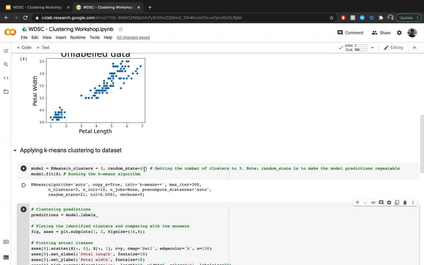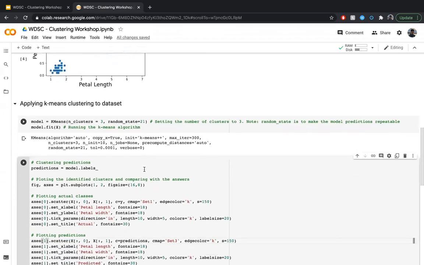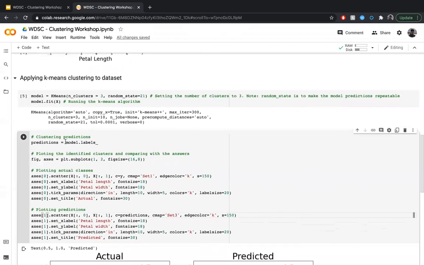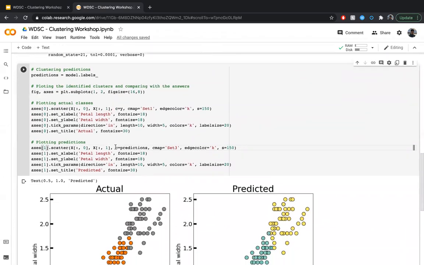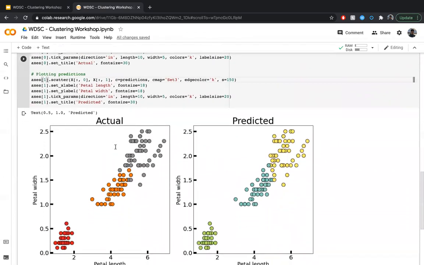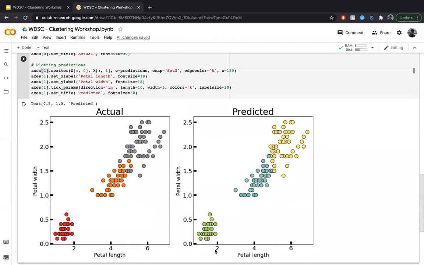Then we do model.fit, which runs our k-means algorithm on the data that we've given it, and we get the predictions. Then we plot the predictions against the actual labels. We see that we get three clusters as we hoped, and they line up pretty well against the actual labels. This green and red cluster are lining up, the blue and orange, and the yellow and gray. So we see that we have 3 clusters.